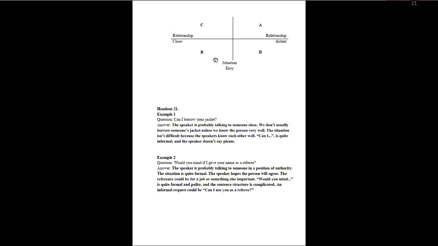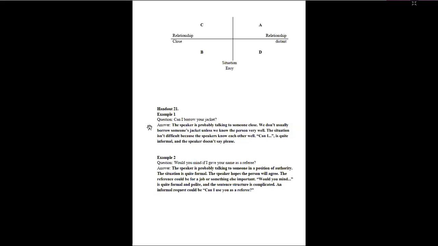B, relationship is close and situation is easy. C, relationship is close but situation is difficult. D, situation is easy and relationship is distant. So here are given some more examples.